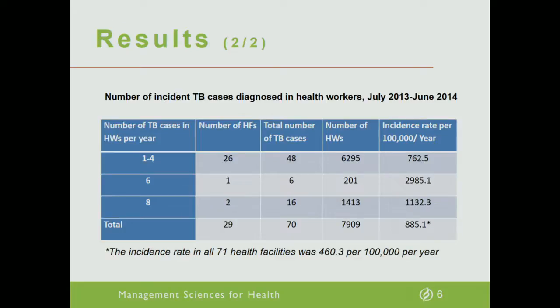Just to highlight, the number of TB cases per year: in 26 health facilities, 1 to 4 health workers were diagnosed with TB and put on treatment. In 1 health facility, there were 6, and in 2 health facilities, there were 8. And the overall incidence of TB among healthcare workers in the 71 health facilities was around 460.3 per 100,000 per year.